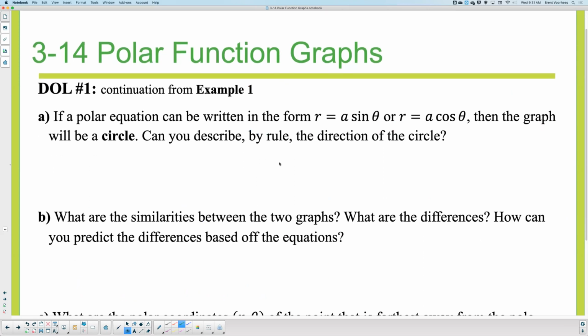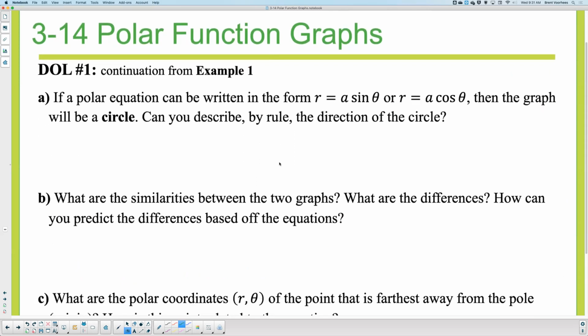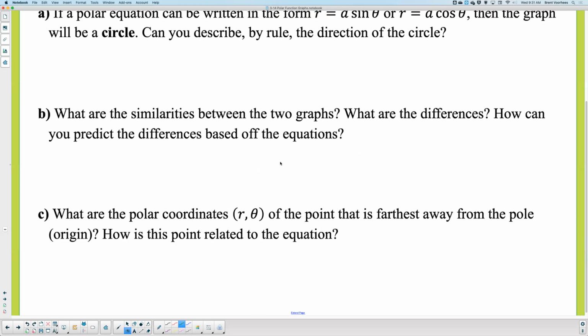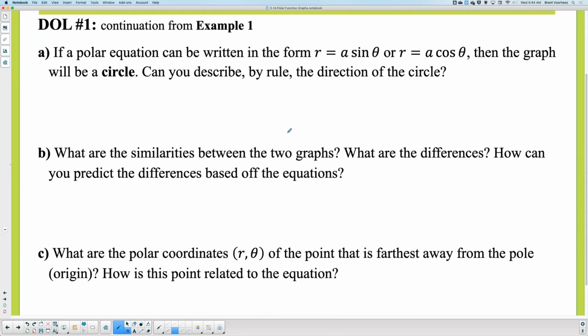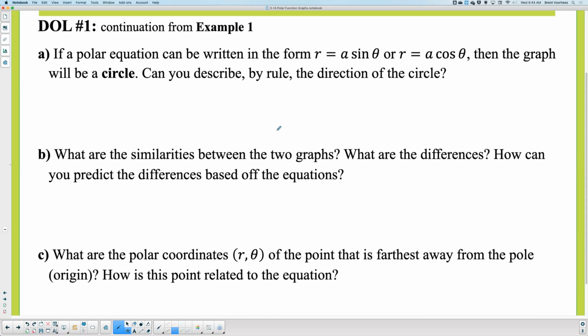Can you describe by rule the direction of the circle? That's going to be part A, and you can look at then part B and then C. Go ahead and try to fill these in. I'll give you a couple minutes to think about this. All right. Hopefully, after looking through those tables, you're able to fill out some of that information and make some observations.